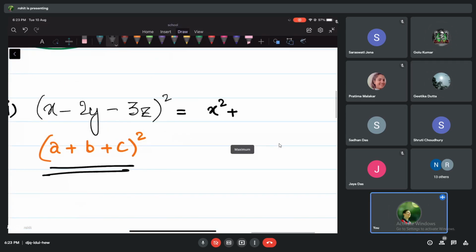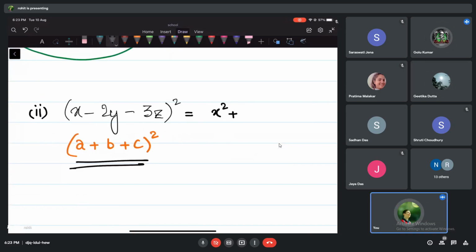So now tell me, which one is Y for us? Which one is B for us? 2y square? Is it 2y square? From where did you see a square? It's 2y, sir. A is which one? Tell me. A is X. B is which one? Tell me, guys. B is not 2y. Check nicely. Minus 2y. B is minus 2y. What is C? Minus 3z. Yes, 3z. Let's apply now.